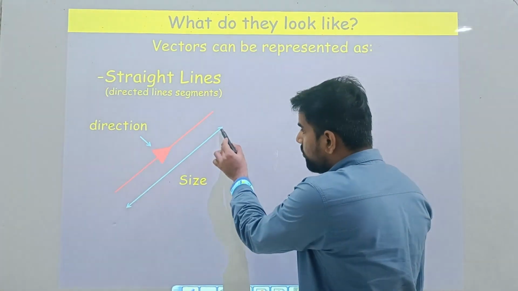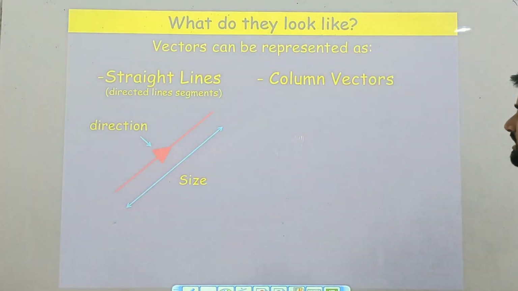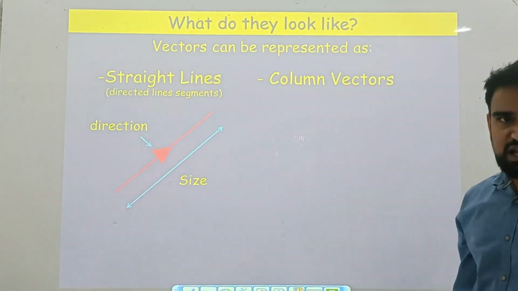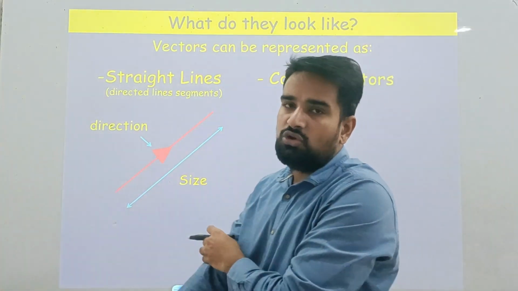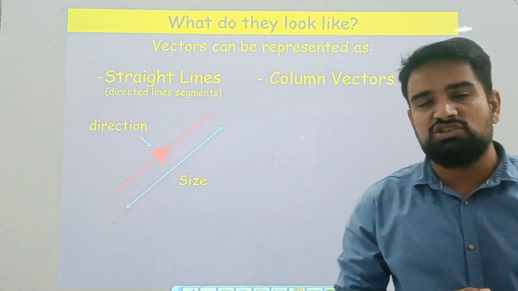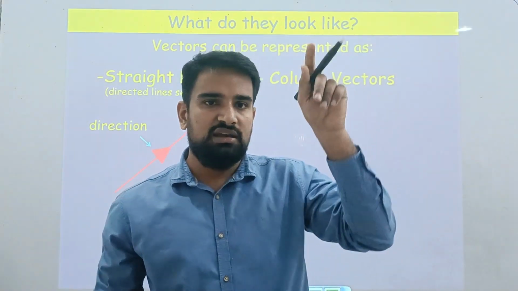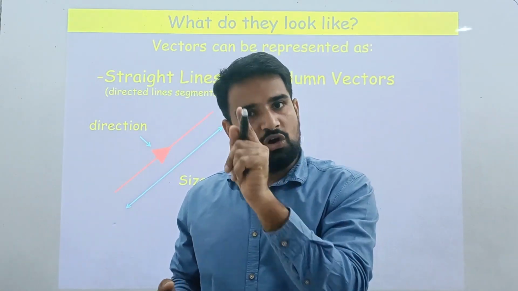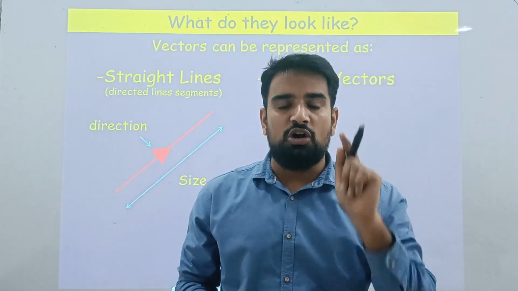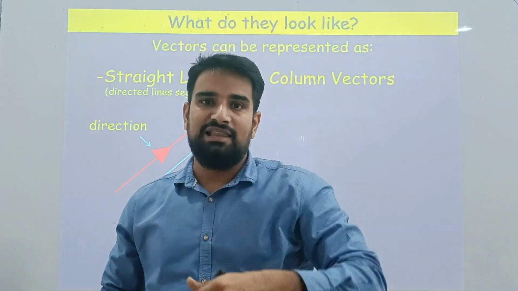And the length of this line is basically representing its size. Now there is another representation of the vector, which is known as a column vector. The column vector is a representation in which we can draw a vector line in a graph, and we need to count the columns. We need to count the columns horizontally first, and then vertically.